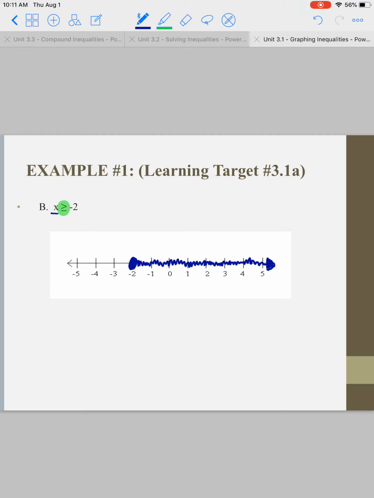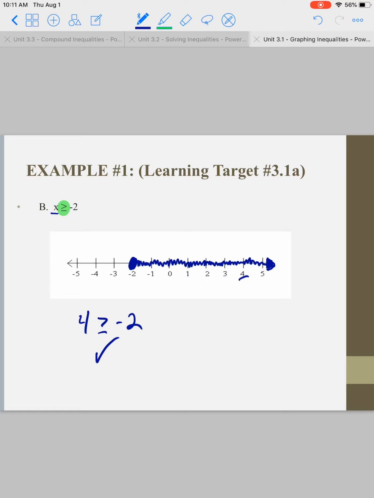But we're going to check here. We'll pick any of these solutions. Let's just pick 4. Is 4 greater than or equal to -2? Well, it's a positive number. It's bigger than a negative number, so we know that one is correct.